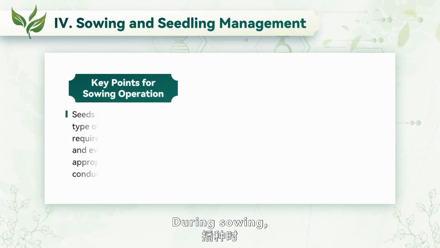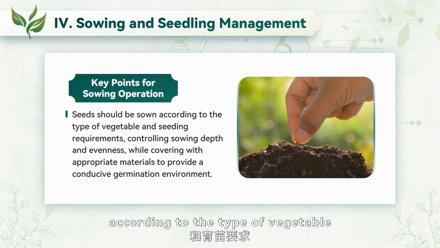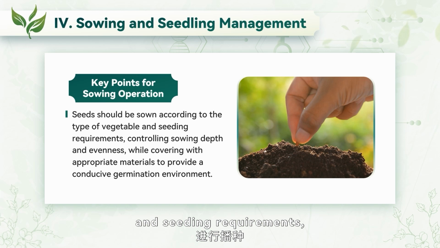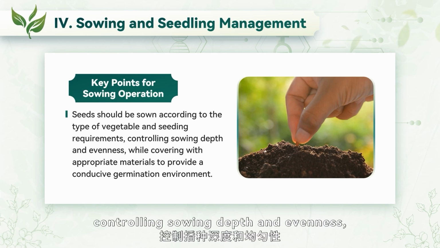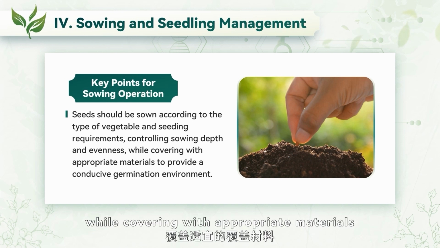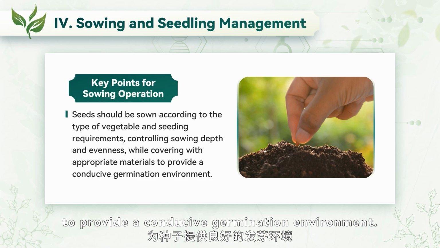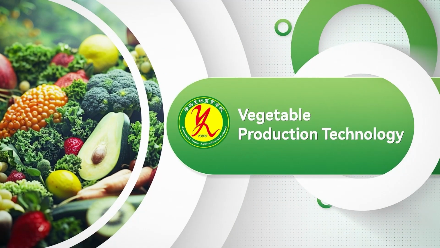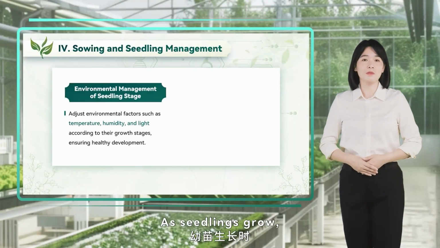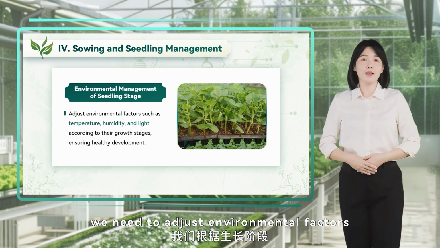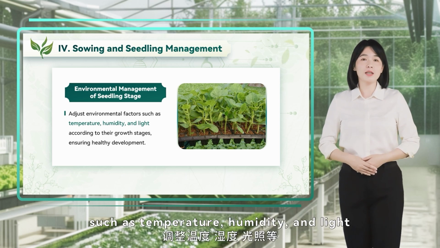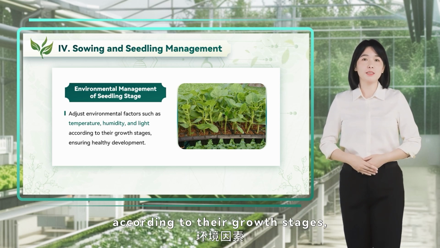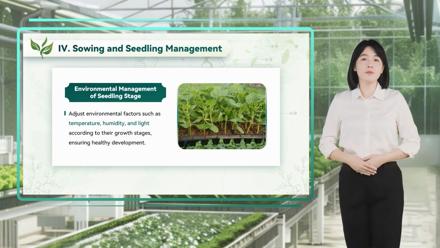During sowing, seeds should be sown according to the type of vegetable and seeding requirements, controlling sowing depth and evenness, while covering with appropriate materials to provide a conducive germination environment. As seedlings grow, we need to adjust environmental factors such as temperature, humidity, and light according to their growth stages, ensuring healthy development.